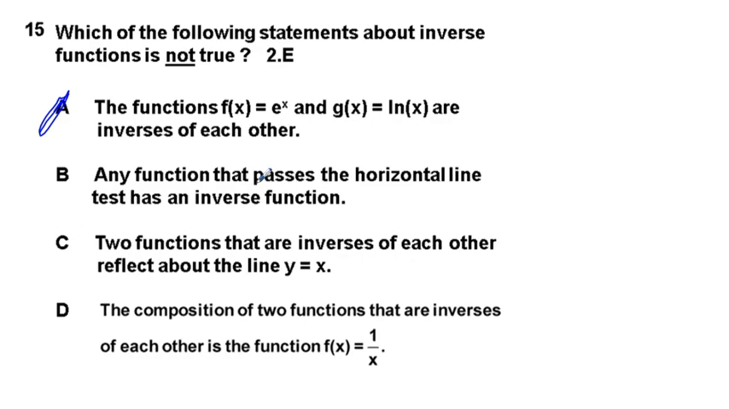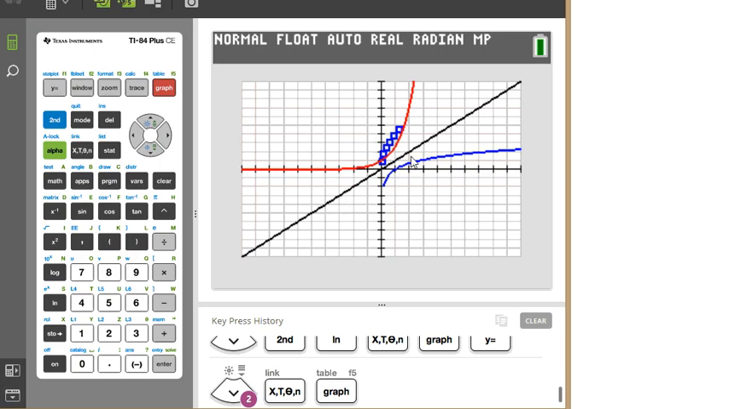Any function that passes the horizontal line test has an inverse function, which is not true? Well, the horizontal line test will tell if a function has an inverse as a function. It is true. Two functions that are inverses of each other reflect about the line y equals x. Yeah, we just saw an example of it here.